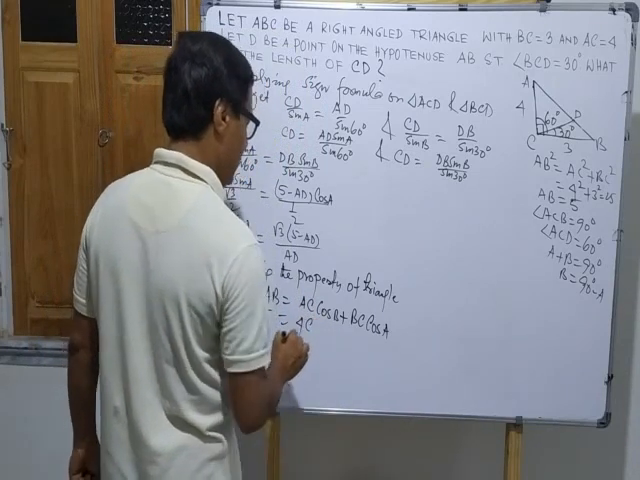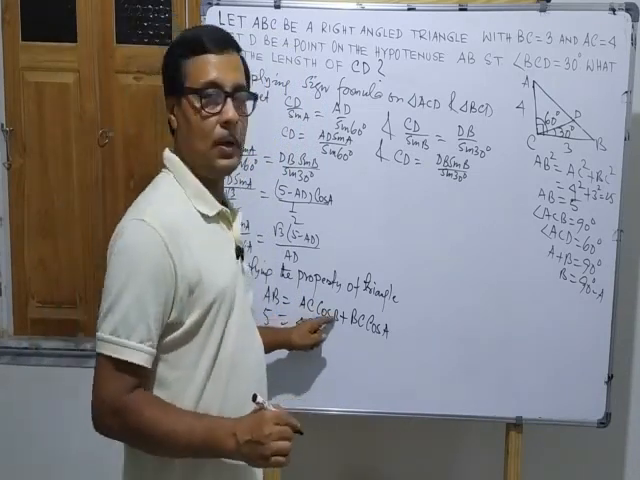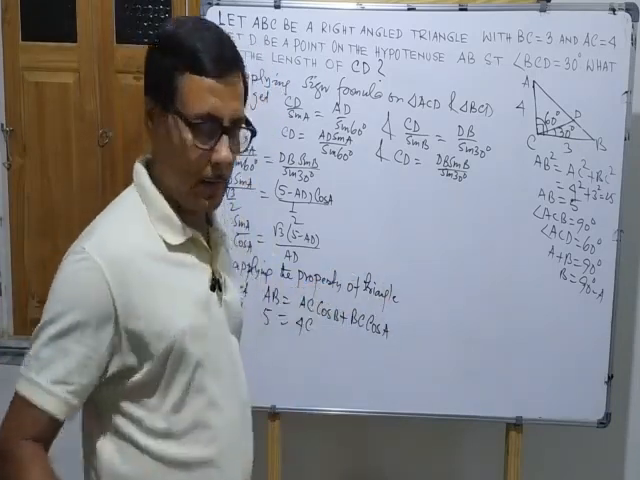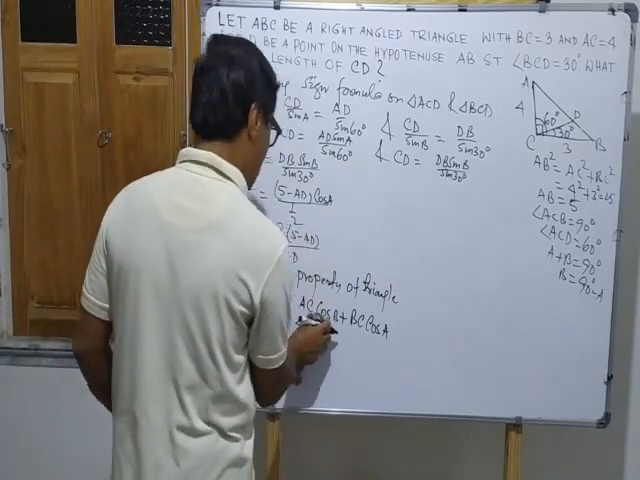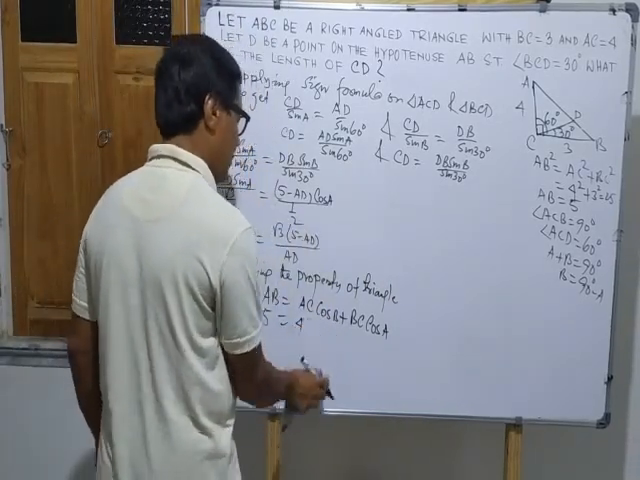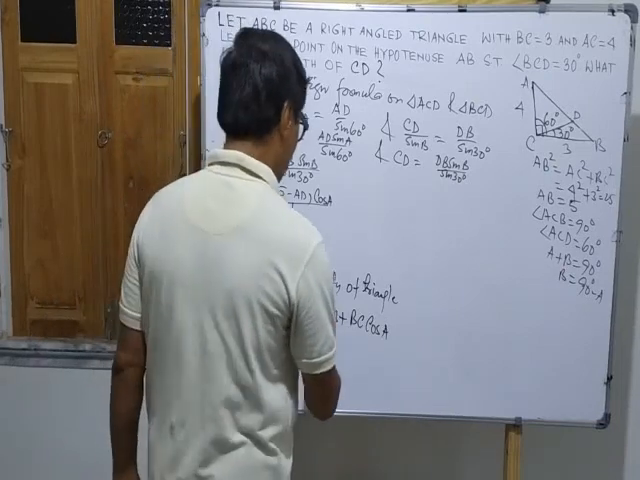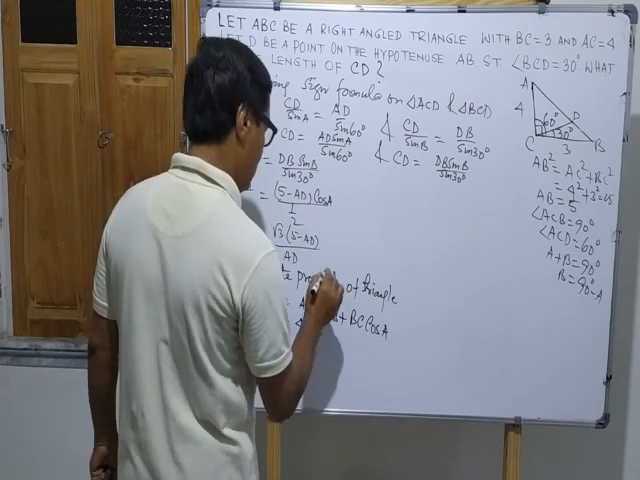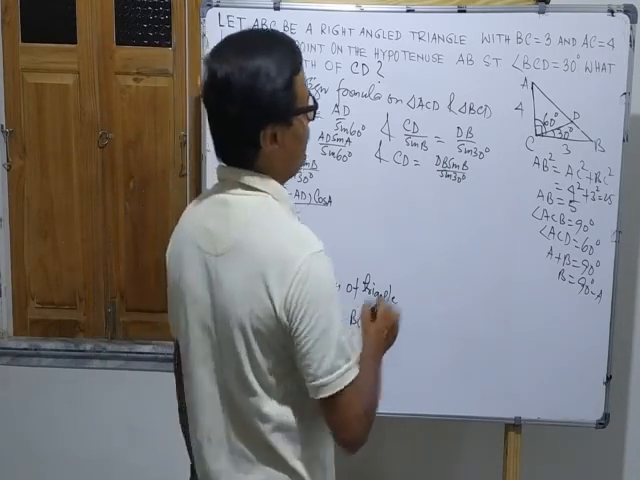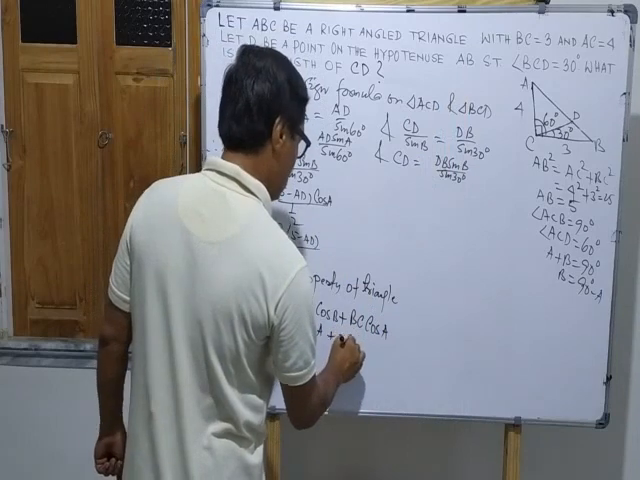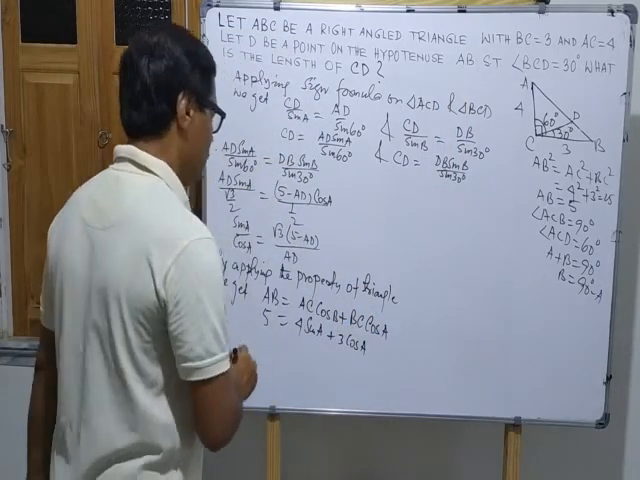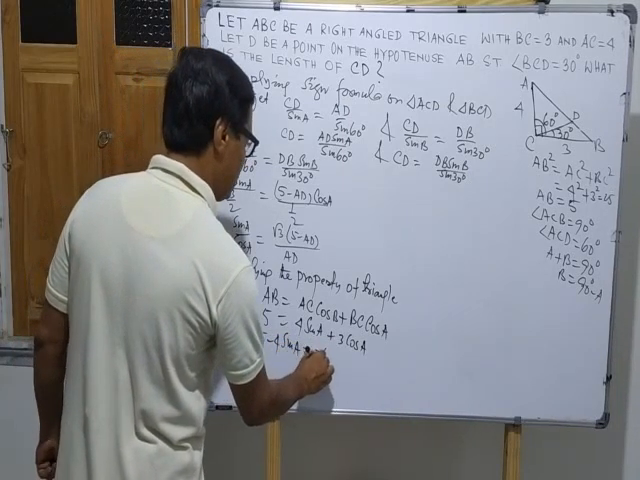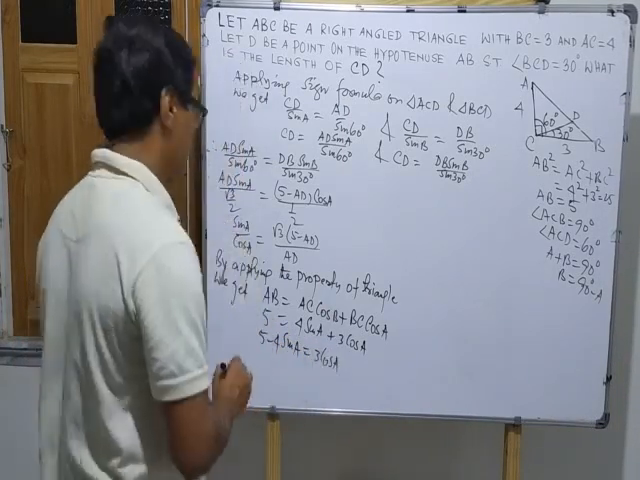Cos of B means sine of A, because A plus B equal to 90 degrees. B equal to 90 minus A, and cos of 90 minus A is sine A. So we can write 4 into cos of B is also sine of A. Sine of A plus BC is given as 3 into cos A. So 5 minus 4 sine A equal to 3 cos A.